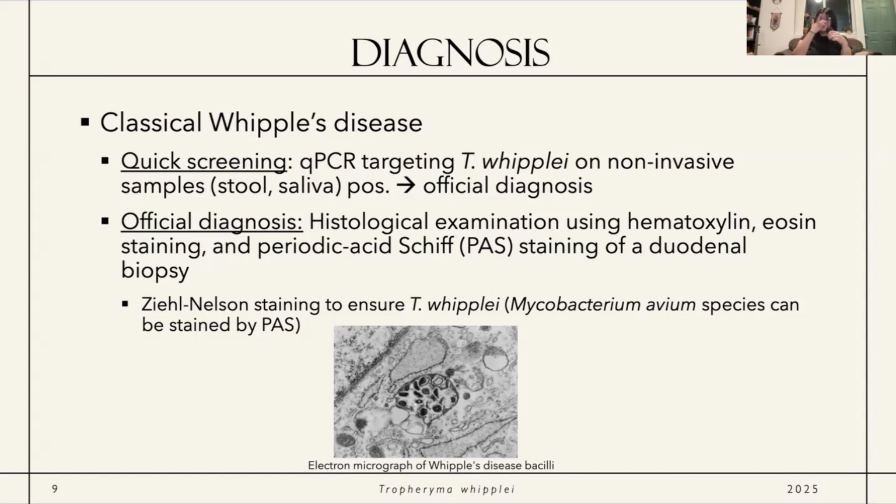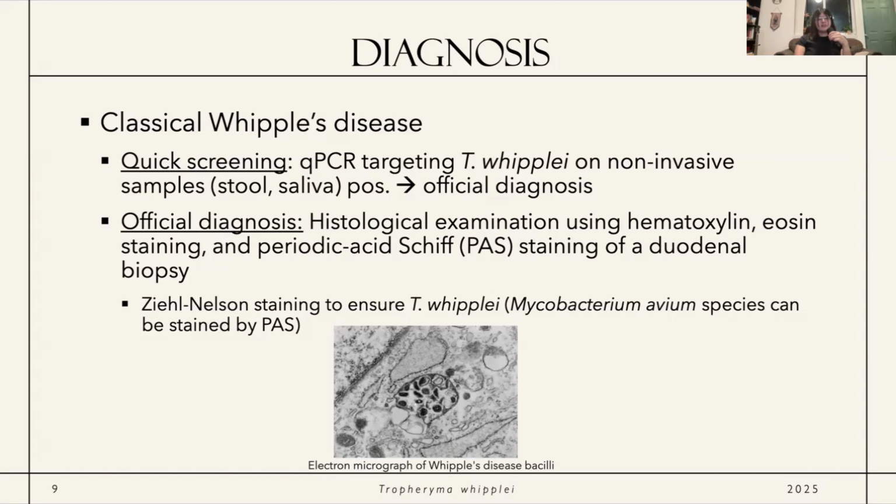And this official diagnosis, you have histological examination using hematoxylin and eosin staining, and periodic acid-Schiff staining of a duodenal biopsy. Afterwards, you will conduct a Ziehl-Neelsen staining to ensure that T. whipplei is T. whipplei, like you are looking at that. The Mycobacterium avium species can also be stained by this periodic acid-Schiff staining. So that's why it's important. It's a good measure to differentiate and know that you are diagnosing correctly.